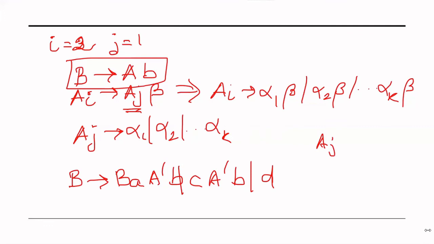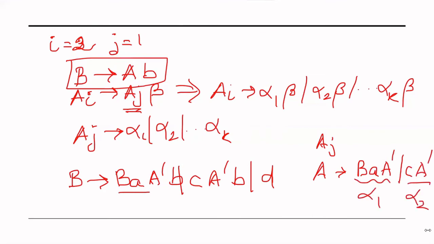What was the alpha 1? We had B A dash or C A dash. So this was our alpha 1, this was our alpha 2. So we put this alpha 1 here, and this was our beta, and again this was our alpha 1, this was our beta. Of course this one need not appear. So we have our new production like this.